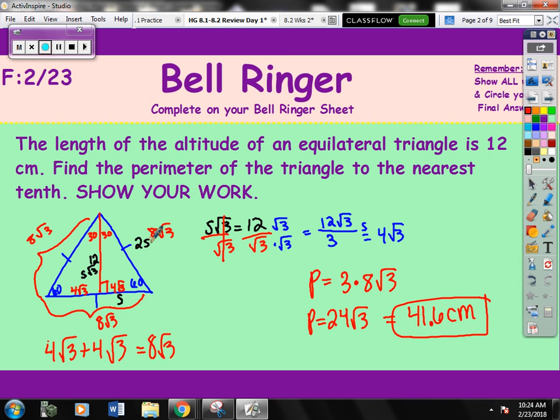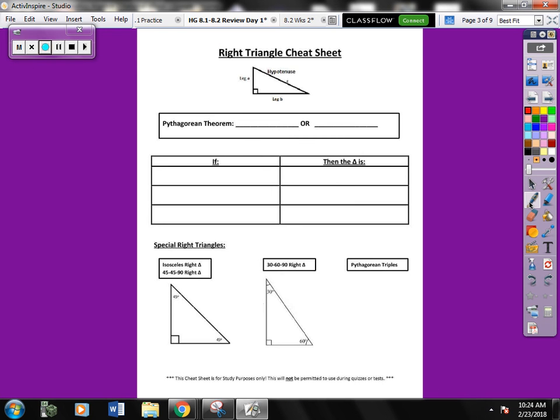Did everyone pick up the right triangle study sheet? Let's fill it out first, and then we'll go over the homework. This is just a sheet that's going to have everything you need to memorize for your quiz from chapter 8. So we remember the parts of the right triangle, Pythagorean theorem, a squared plus b squared equals c squared, or you can flip it using your symmetric property of equality: c squared equals a squared plus b squared.